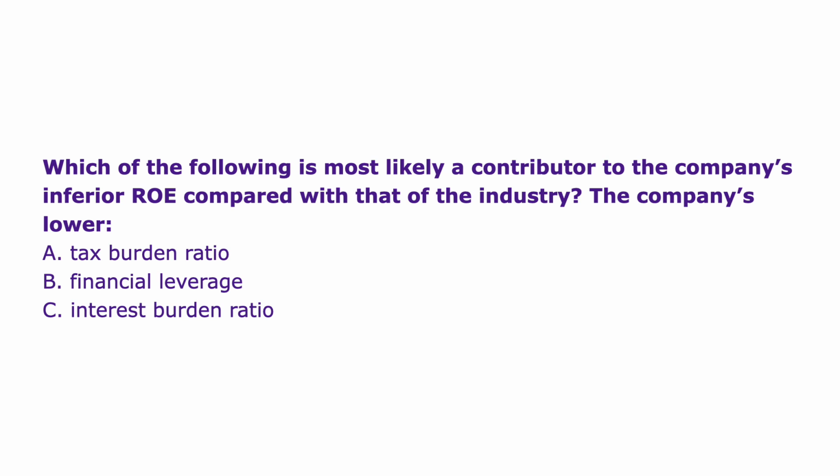Question 5. Which of the following is most likely a contributor to the company's inferior ROE compared with that of the industry? The company's lower: A. Tax burden ratio. B. Financial leverage. C. Interest burden ratio.